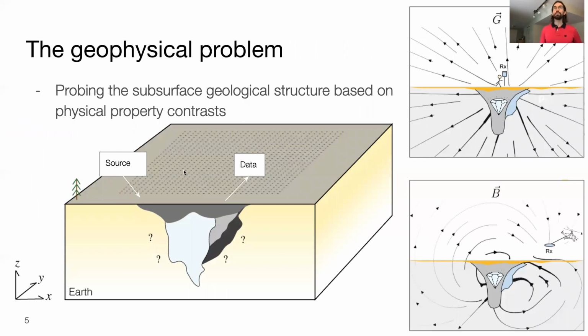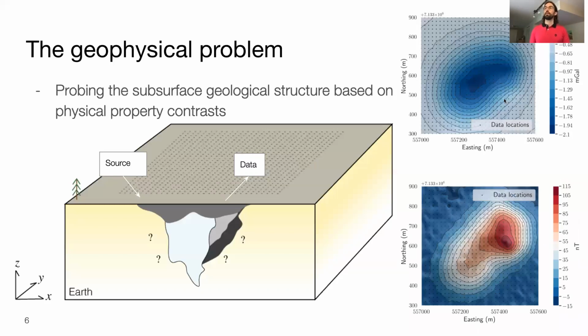So the geophysical problem in a nutshell. Geophysics has the goal of probing the subsurface to image geological structures based on physical property contrast in the background. So for example, here if we have our pipe and units with low densities or high magnetization, we can measure the variation in the gravity field or variation in the magnetic field of the Earth. And if we take data at the surface, we end up with that type of data map at the surface, with a low in the gravity field and a high in the magnetic field.